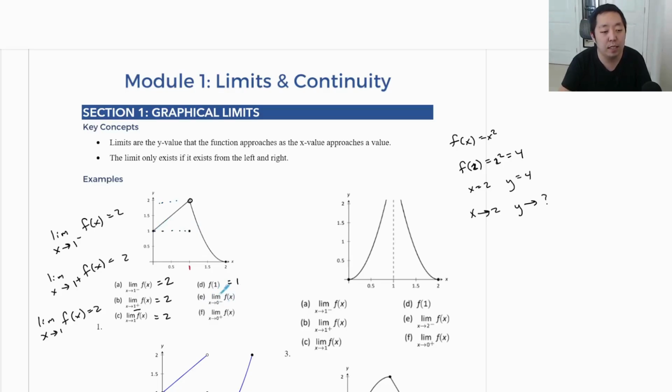How about the limit as x approaches 0 from the left? Well, here is 0 over here. And to the left, we can't see anything. So from the left, we say it does not exist because there's no part of the graph that's to the left of 0. How about approaching 0 with the plus sign? From the right means we follow 0 and we approach it from the right, and we're going to approach positive 1 there. Okay, so that's kind of how that works.